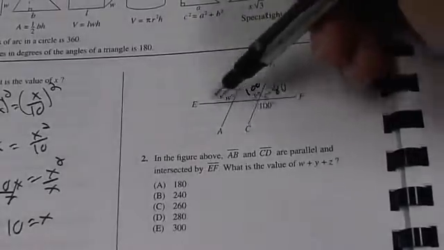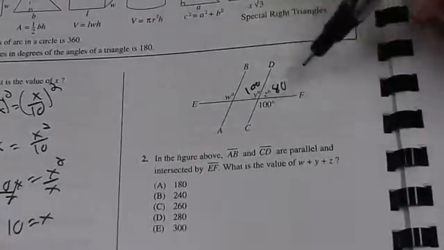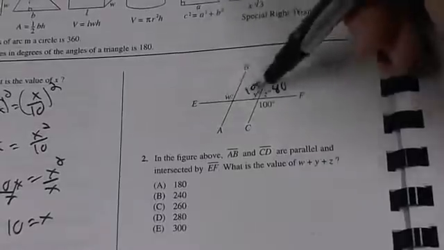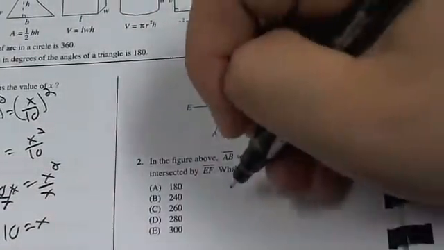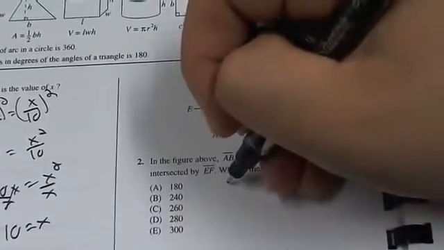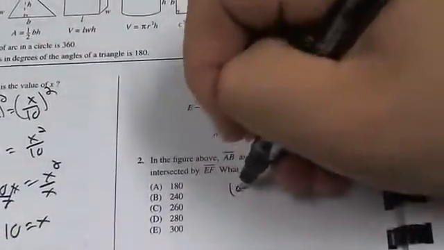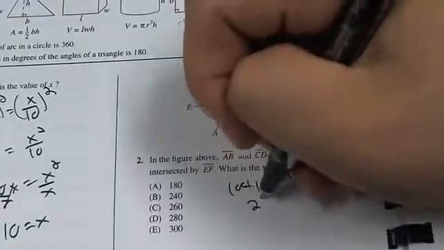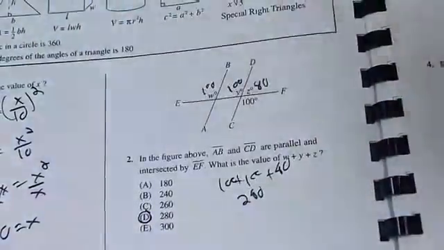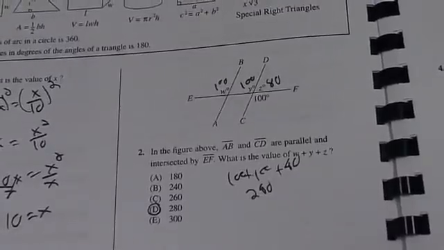Since these are parallel and they're intersected by the same line, each corresponding angle is the same. So W is the same as Y, which is equal to 100. So what's 100 plus 100 plus 80? That is 280. So the answer is D.